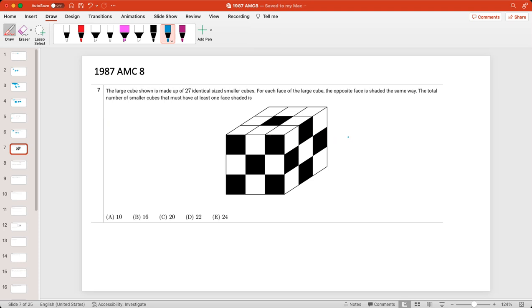The large cube shown is made up of 27 identical sized smaller cubes. For each side of the large cube, the opposite face is shaded the same way. So if this face is like this, the opposite to this is the same, right? The total number of smaller cubes that must have at least one face shaded. Okay, so we just have to find out the smaller cubes where at least one face is shaded. Okay, that's your answer.